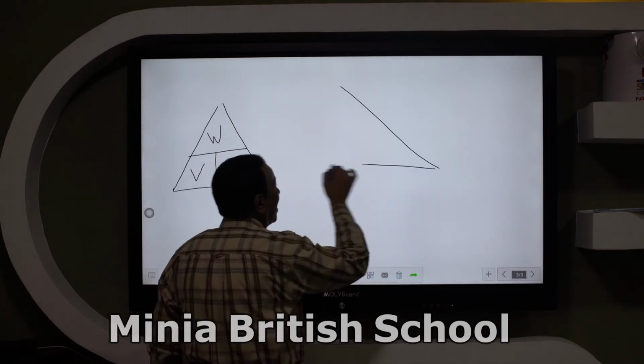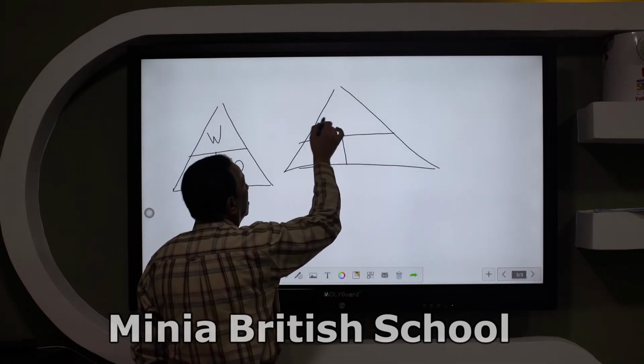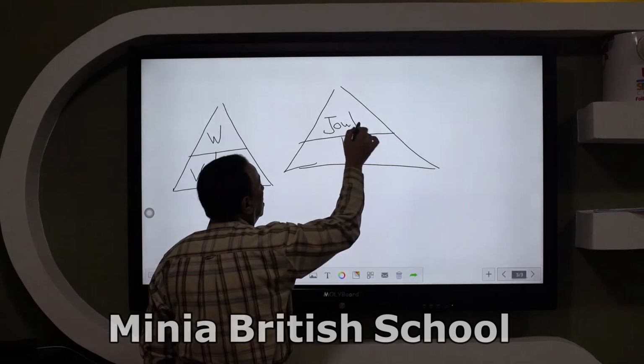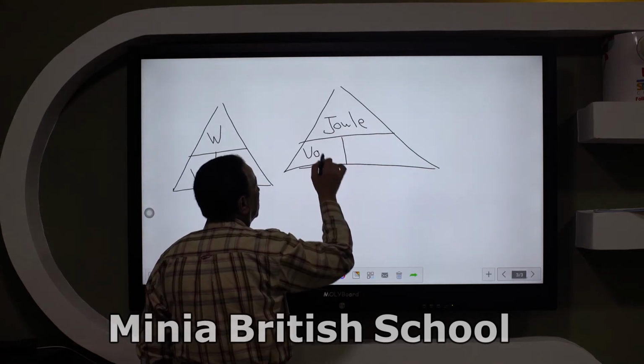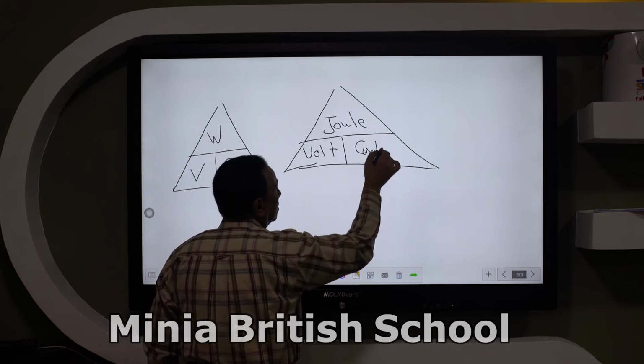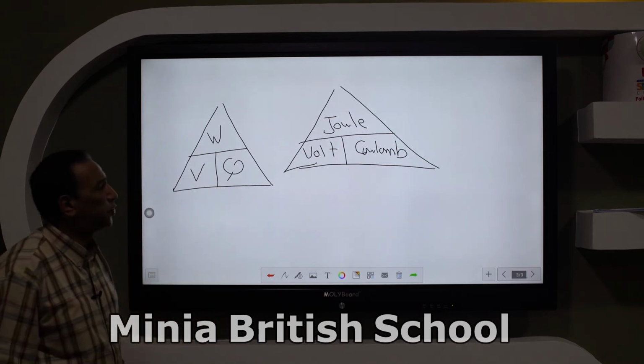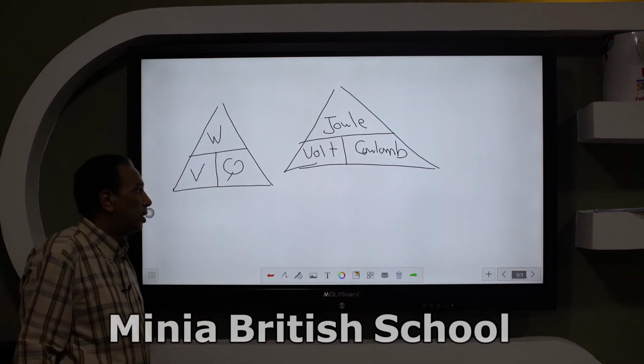If you have a triangle like this, the work is measured in joules, this is measured in volts, and this is measured in coulombs. This is the second description of the electric current.